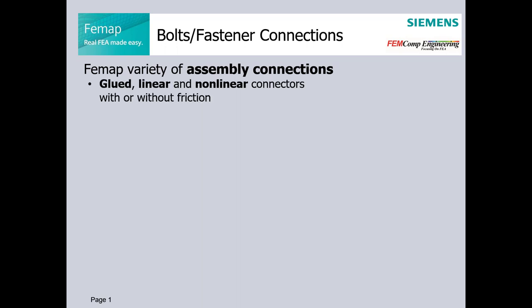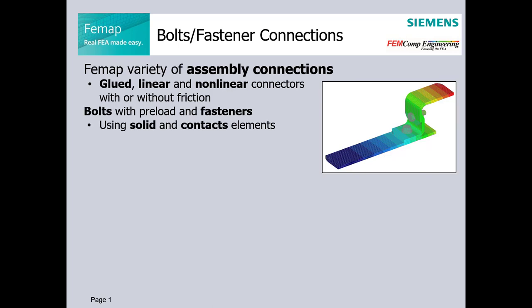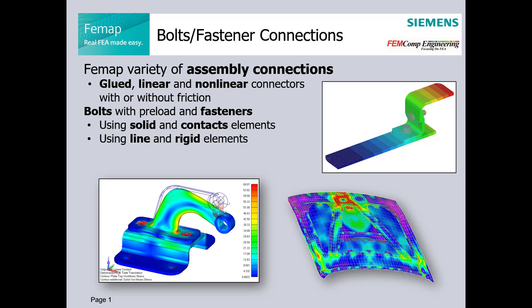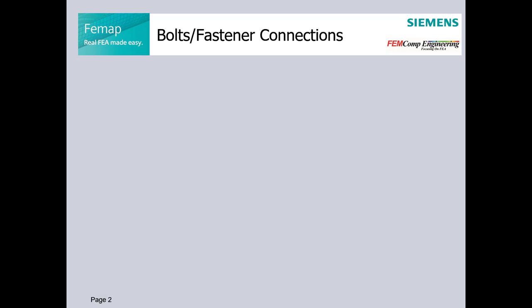As mentioned in parts 1 and 2, FEMAP offers different types of connectors for modeling of FEA assemblies. Connections can be defined between surfaces, edges and points with or without friction and used in both linear and non-linear computation. To another connector group belong bolts and fasteners, which define the local connections between model parts. Both bolts and fasteners can be modeled by solid and line elements.